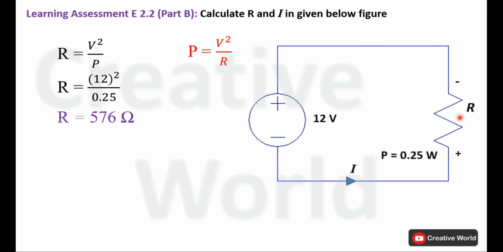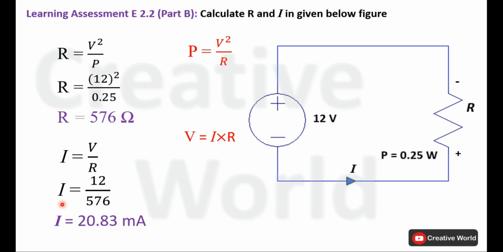Now at this stage we know the value of resistance and the voltage across this resistance. So we can calculate the current through this resistance using Ohm's law. V equals IR, and for the calculation of I, R will be divided on both sides. So the formula of I will be V divided by R. We have the value of voltage and resistance. Enter these values into the equation and find the value of I, that will be 20.83 milliampere.